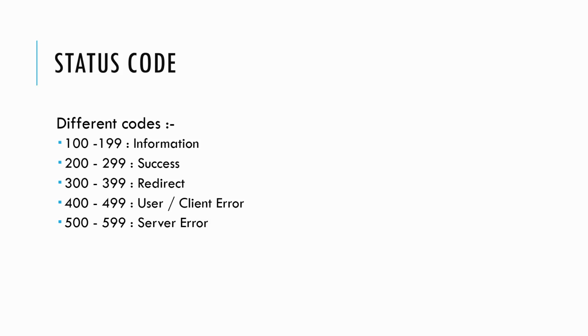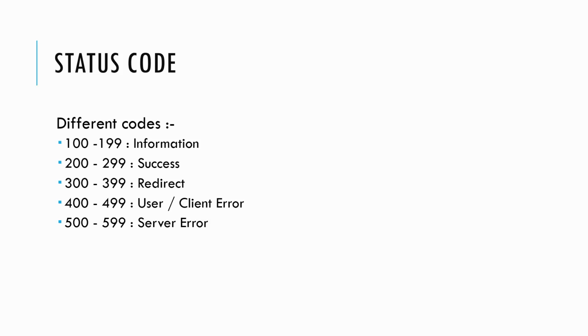Next, we have status codes, which are used to tell if the request was successful or if there was an error. So the codes between 100 to 199 represent information, 200 to 299 success, 300 to 399 redirect, 400 to 499 is client or user error, so there was an error on our side. 500 to 599 represent a server error.